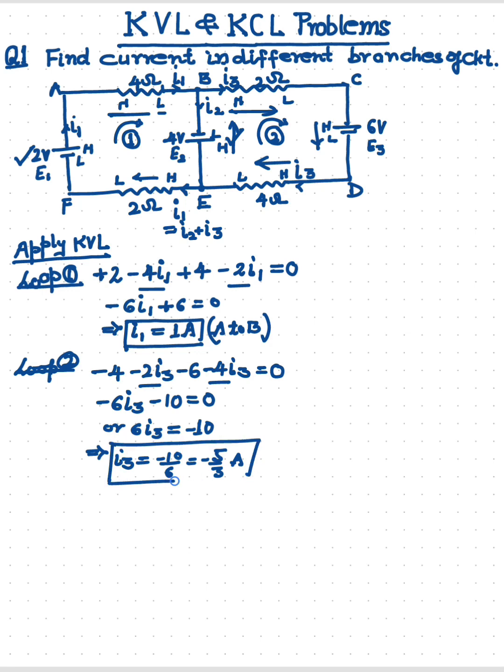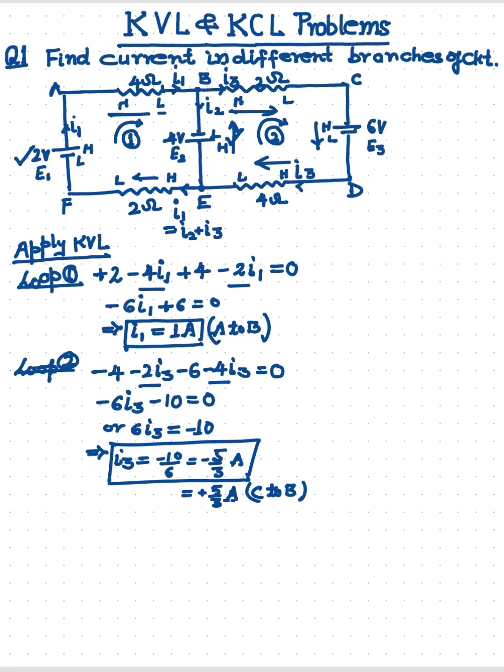Now we are getting this current with a negative sign. Negative sign means the direction of current we assumed, we need to reverse it. So we can write it plus 5 upon 3 ampere. And the I3 direction, what we assumed? We assumed B to C, but actually this direction will be C to B. We assumed B to C, that's why the negative sign is coming here. Clear?